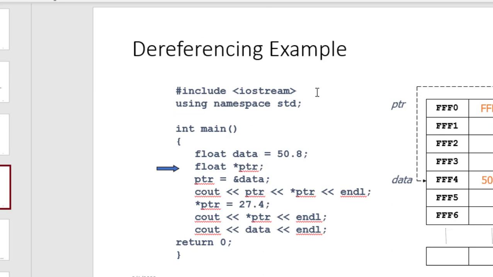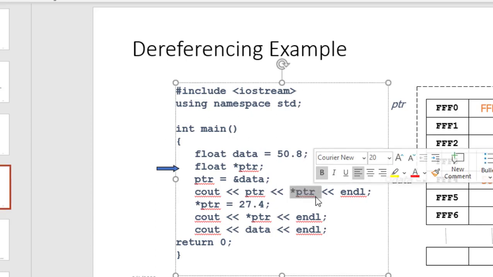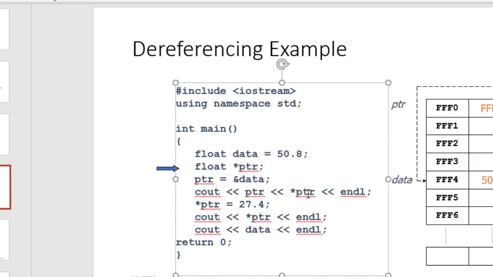Now let's see this example where we are talking about the dereferencing operator. So here we have a C++ program. Actually we have the declaration and initialization of the variable data, the declaration of the pointer ptr, and the assignment of the address of the variable data to the pointer ptr. Then here I want to print out the content of where ptr is pointing.